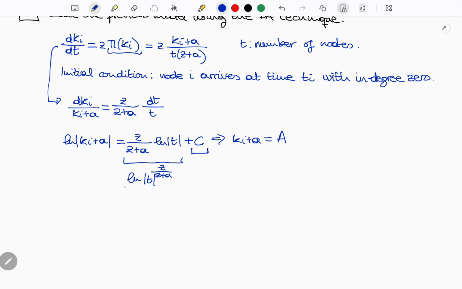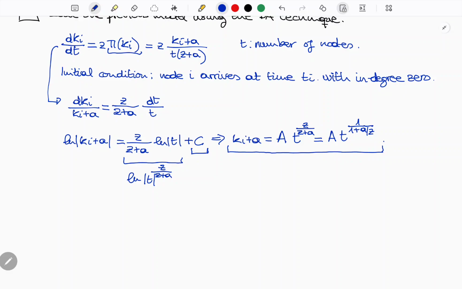So when I do the exponential of this part, this is just t. I'm just going to write t because the absolute value of t is just t, to the power of z over z plus a. And if I divide everything by z, then this is the same as a to the power of t times 1 divided by 1 plus a divided by z. You can see that this element appeared in the previous exercise, so that's not a bad thing. This is the expression of k in terms of t.